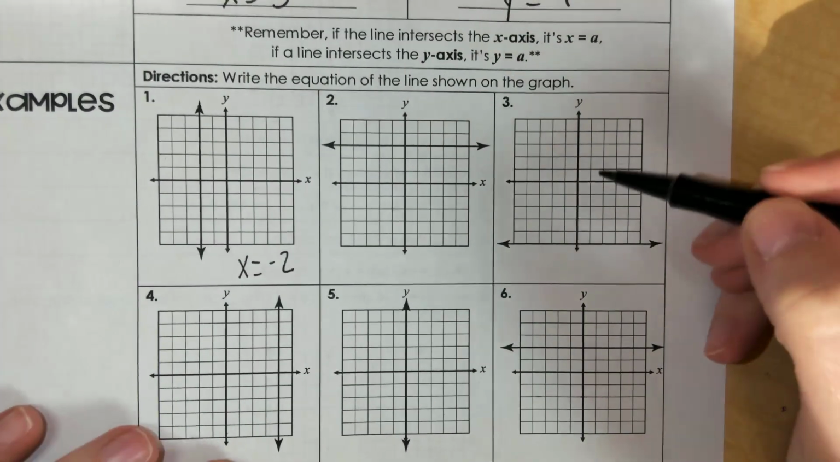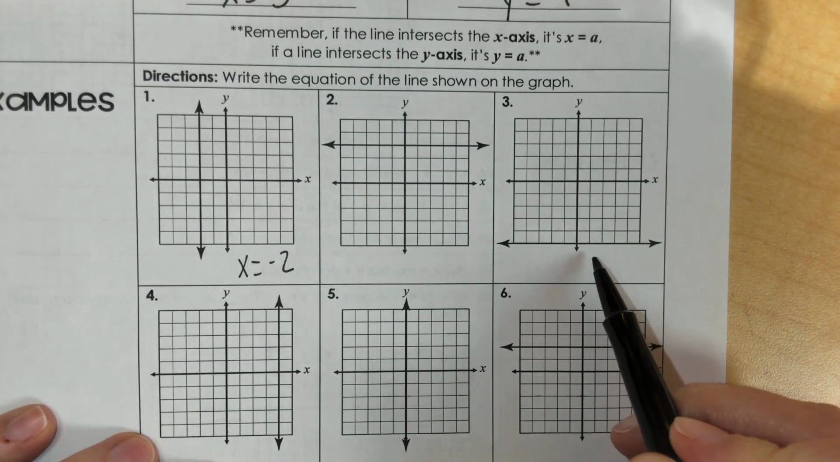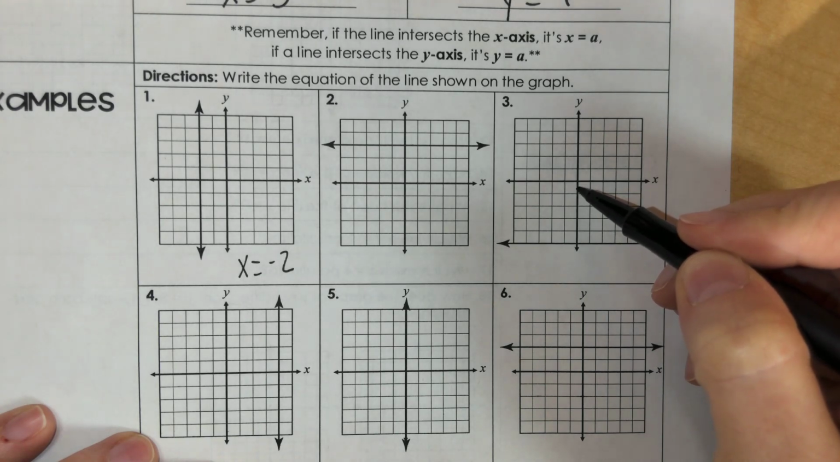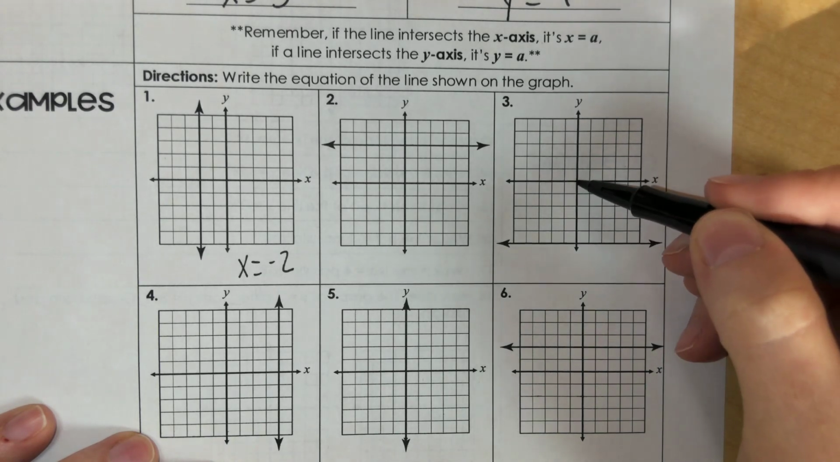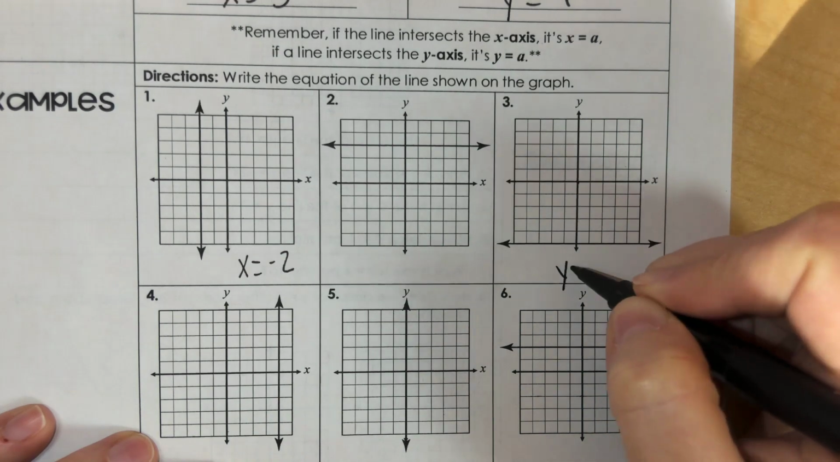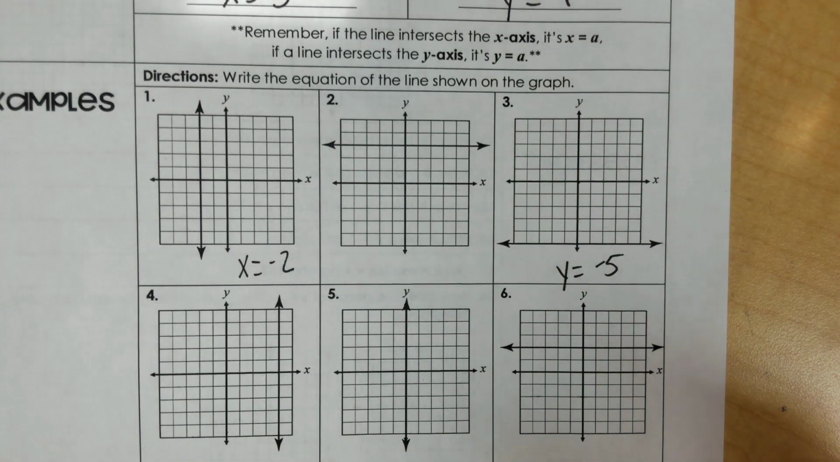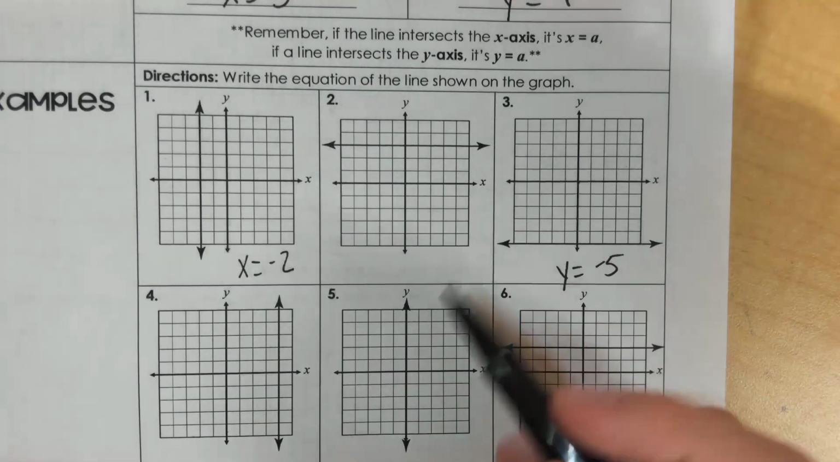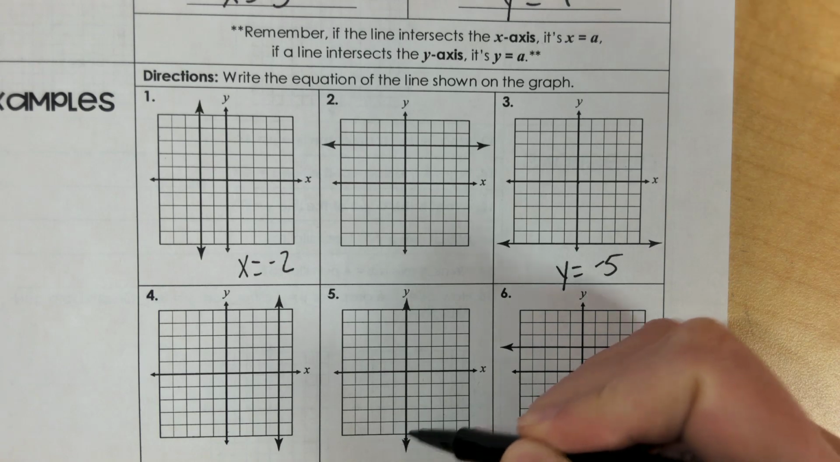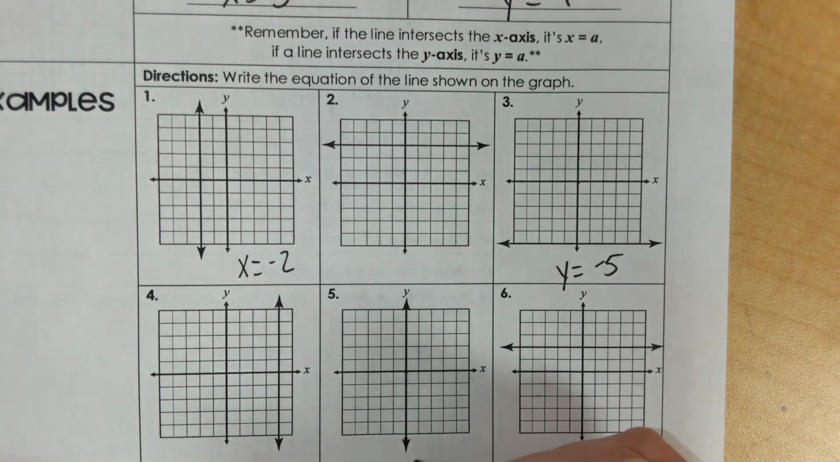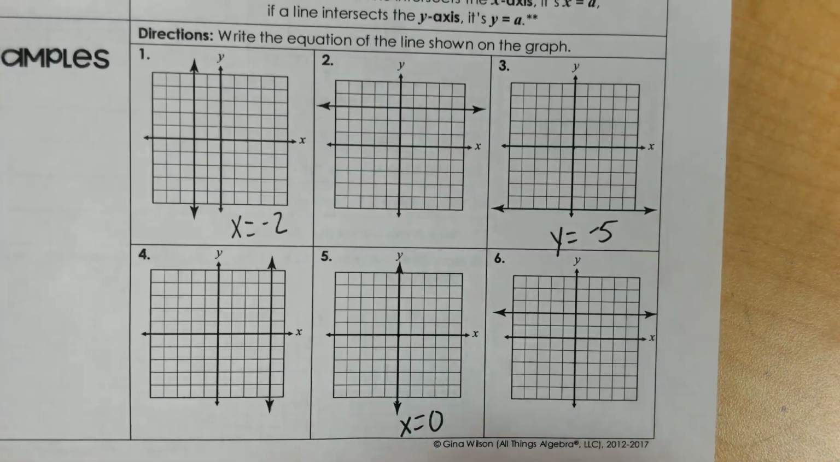Okay, so on number 3, we have another horizontal line which crosses the y-axis, so we count down 1, 2, 3, 4, 5, so y is equal to -5 in this case. Now if we look down at number 5, we have a line that actually runs along the same line as the y-axis, so it intersects the x-axis at 0. So the equation for this is x equals 0.